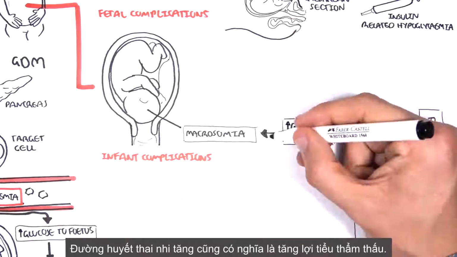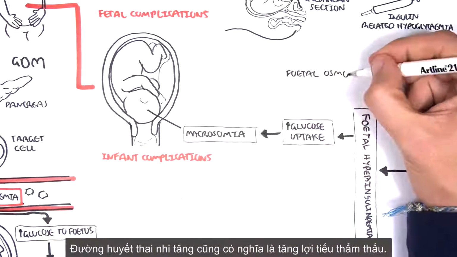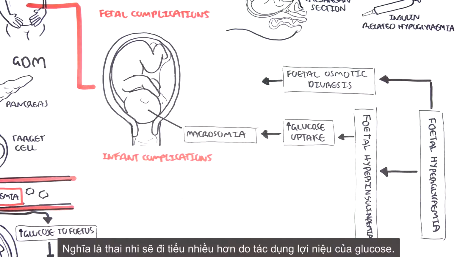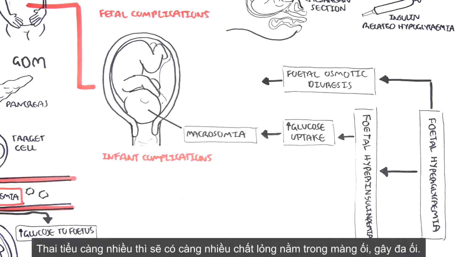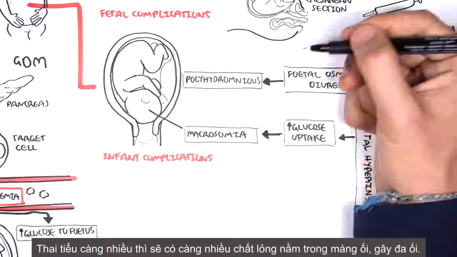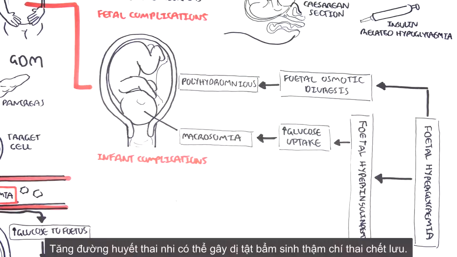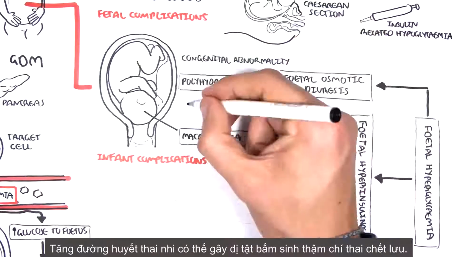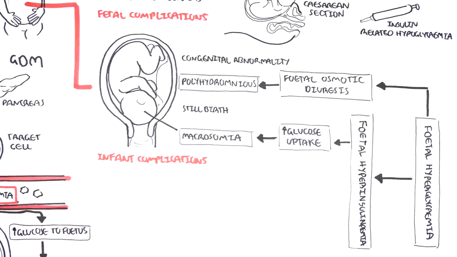Fetal hyperglycemia means fetal osmotic diuresis occurs, which means that the fetus will pee more because of the diuretic effects of glucose. Because the fetus pees more, more fluid will be within the amniotic sac, causing polyhydramnios. Fetal hyperglycemia may lead to congenital abnormalities and even stillbirth.